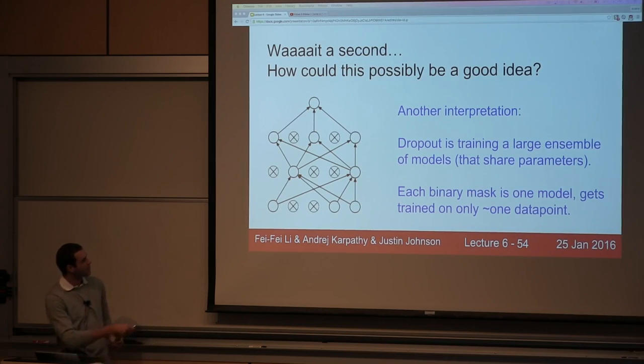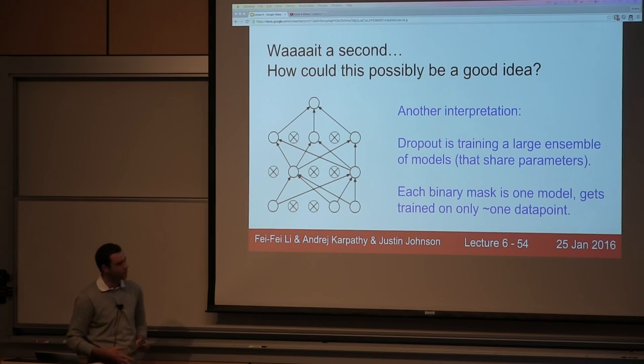So really, with the dropout masks, you're subsampling a part of your neural network, and you're only training that network on the single example that you have at that point in time. So each binary mask is one model and gets trained on only one data point.